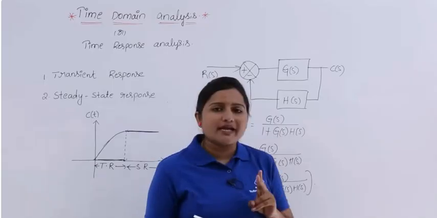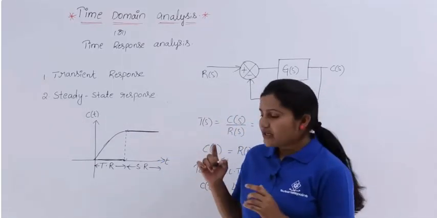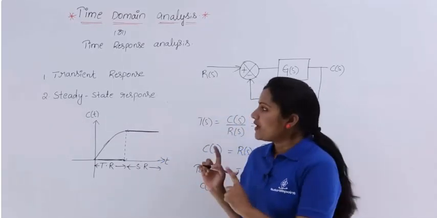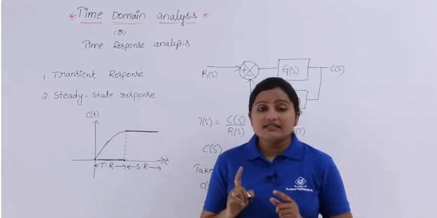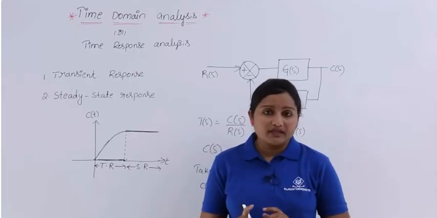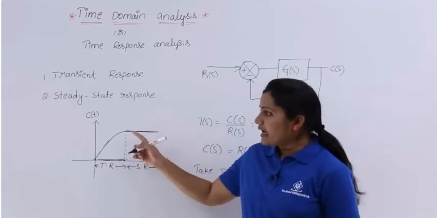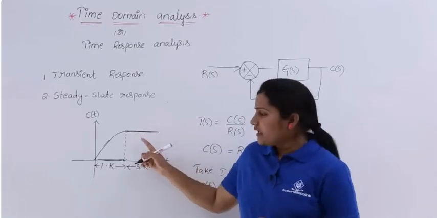We have two types of responses here. One is the transient response, which varies with time, and another is the steady state response, which won't vary with time. As the name indicates, it will have a steady value like this.